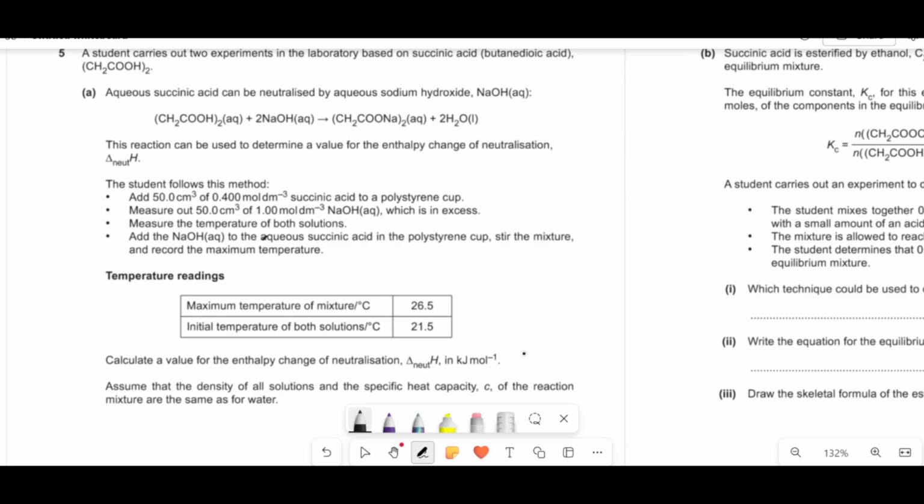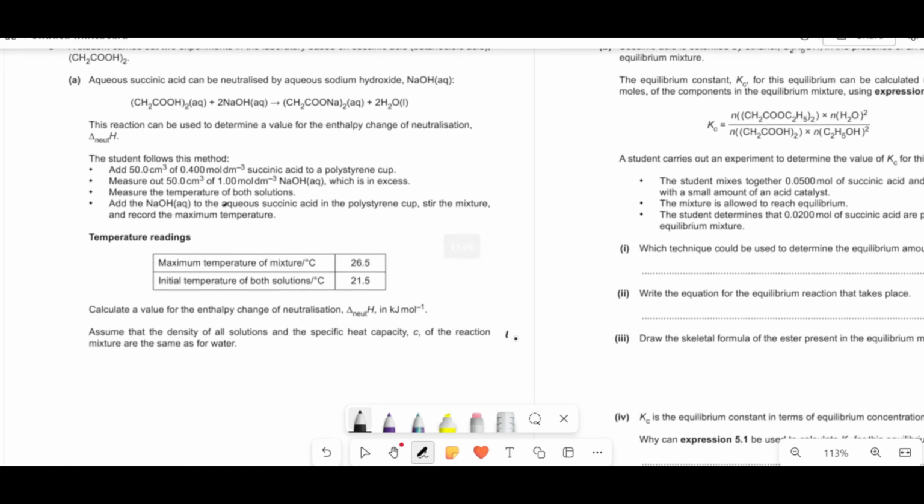And then it says assume that the density of all these solutions is the same as the specific heat capacity of water. So what we need to do is we need to figure out the energy change first by using Q equals mc delta T. Right, M is the mass of the thing which is experiencing the temperature change, as in not the mass of the substance, it's what's being either heated or cooled depending on whether it's losing or gaining energy, which is going to be the volumes of these 2 solutions, which is going to be 50 plus 50, right?